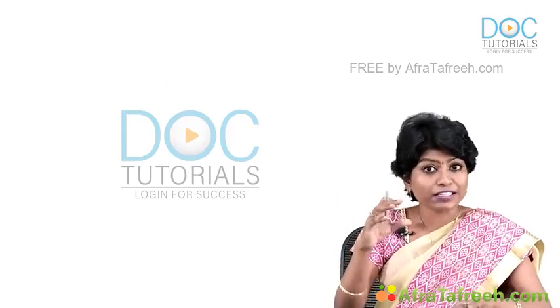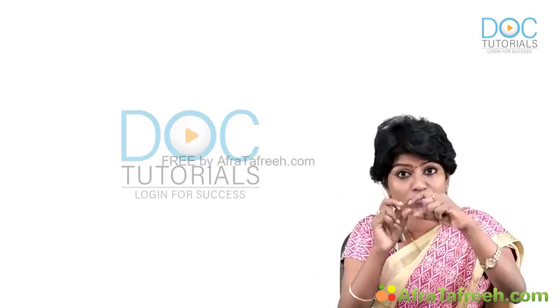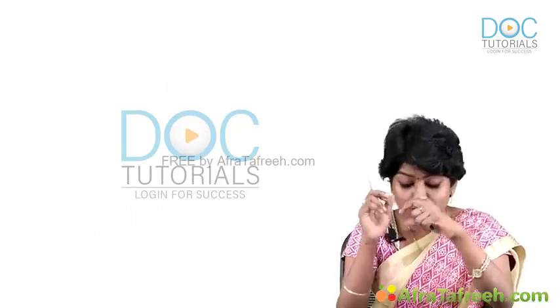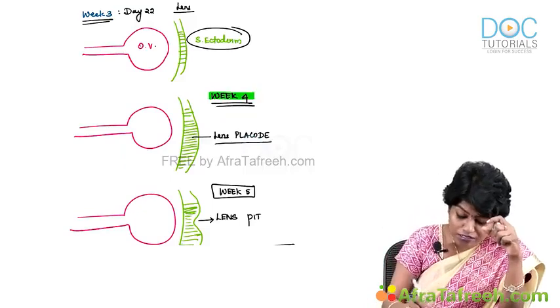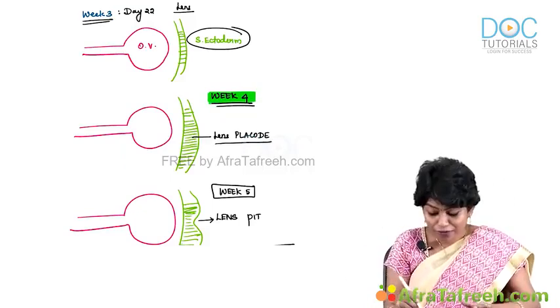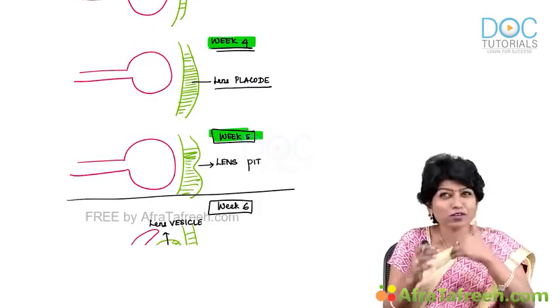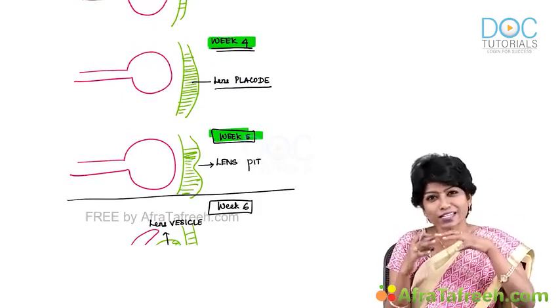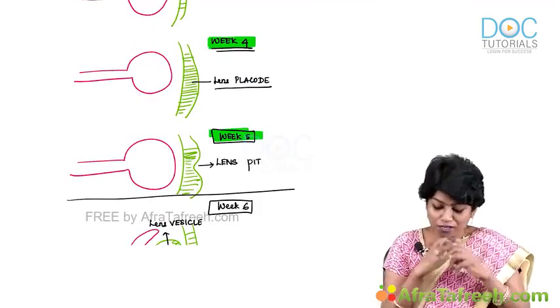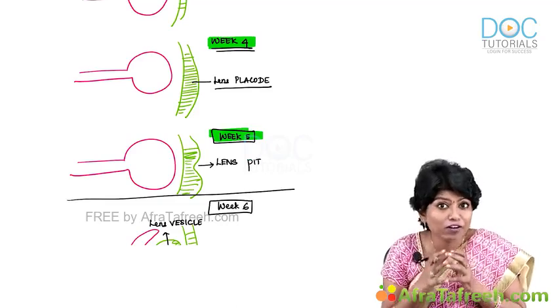Week 4, a lot of multiplication and thickening of the surface ectoderm happens. Okay, so that's called lens placode, which happens in week 4. Now week 5 there is a pit. So it's having second thoughts. Okay, should I stay here or should I move away? So the thought is happening at week 5.